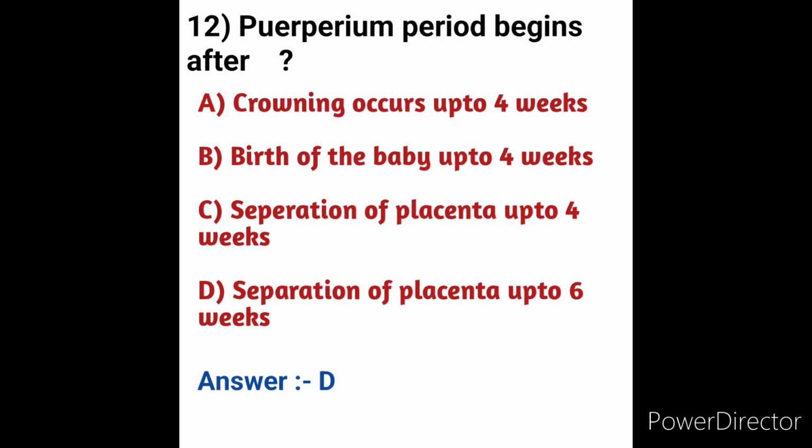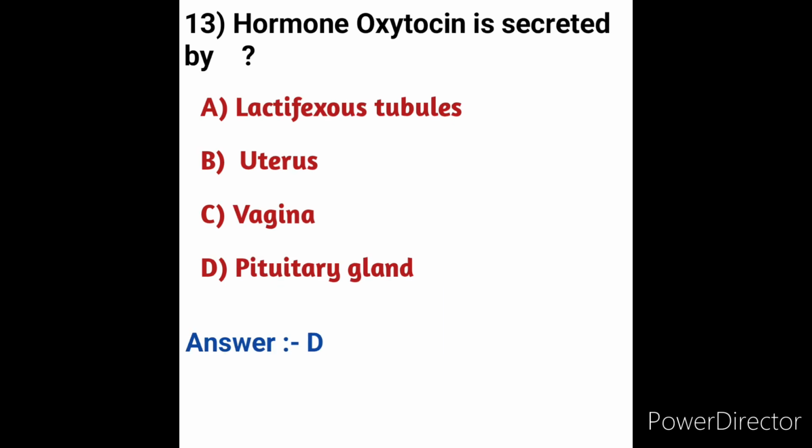On to question number 13. The hormone oxytocin is secreted by. We will see the options here. Option A, lactiferous tubules. Option B, uterus. Option C, vagina. And option D, pituitary gland. Here oxytocin is secreted by the pituitary gland. Option D is the correct answer.